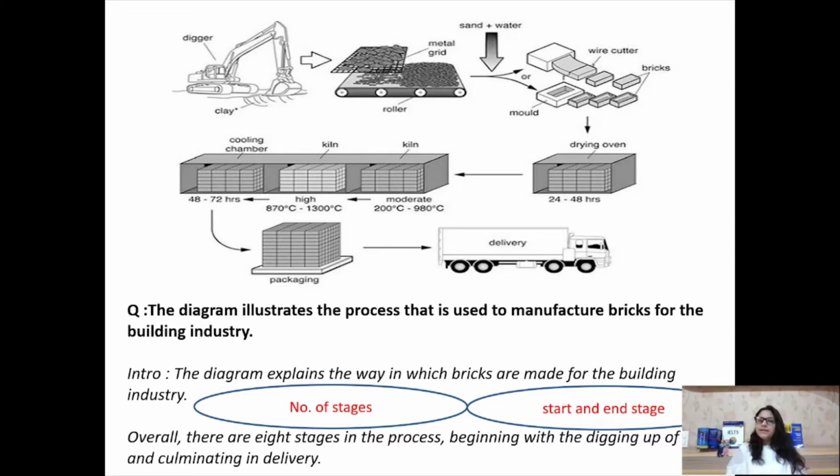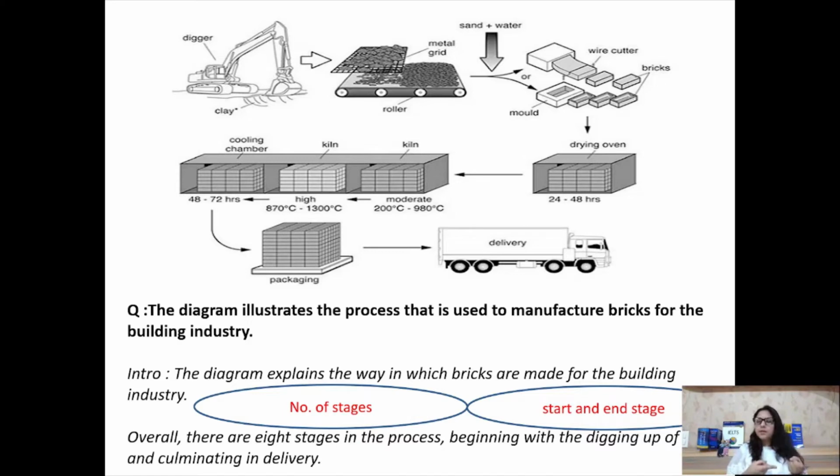There are 8 stages. You can count the stages. Let's count. 1, 2, 3, 4, 5, 6, 7 and 8. There are 8 stages in this process. Beginning यानी कि start कहां से हो रहा है आपका? Beginning from the digging up of the clay, ठीक है, to the culminating and delivery या ending up in the delivery. Fine. So हमने अपने overview में क्या बता दिया कि man-made process है, 8 stages हैं.